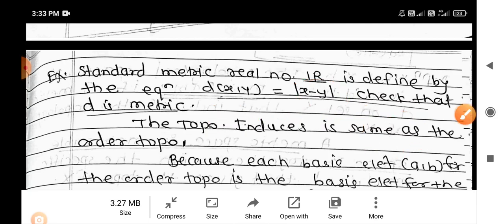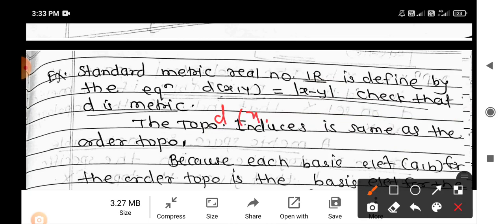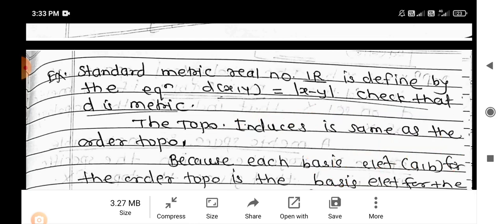Also, by using the triangle inequality, D of x,z is mod of x minus z, which is less than or equal to, adding and subtracting y, mod of x minus y plus y minus z, so it is less than or equal to mod of x minus y plus mod of y minus z. So this standard metric D of x,y equals mod of x minus y defines a metric.